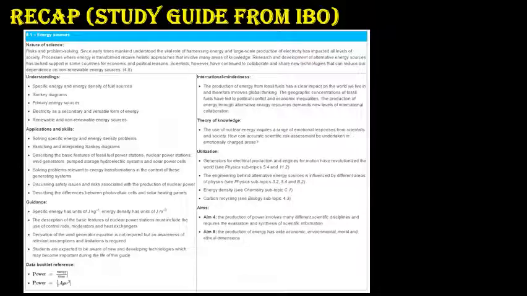I think the most important thing that you could see here is to understand the terms specific energy and energy density, and also how to read the Sankey diagram. After that, you should know there are many kinds of energy resources and how they work. You may also want to pay attention to the data booklet here. They have given you two equations. However, these might not be the only two equations that you use.